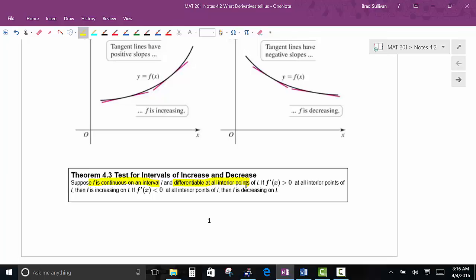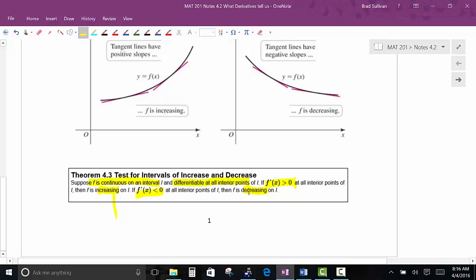If the derivative is positive, as it is here, then you're going to be increasing. If that derivative is negative, or less than 0, then you're going to be decreasing. So does that make sense?